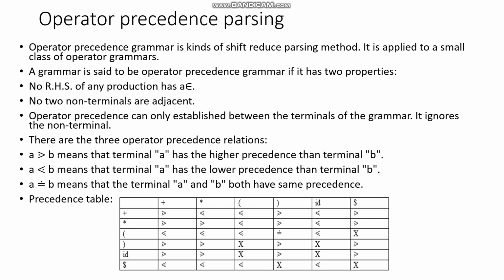Rule number one: you can see on the slide, A greater than B means B has lower precedence than A. A less than B means B has higher precedence than A, and A equal to B means both have the same precedence. Rule 2: an identifier is always given higher precedence than any other symbol. Any identifier will be given higher precedence with respect to any symbol.